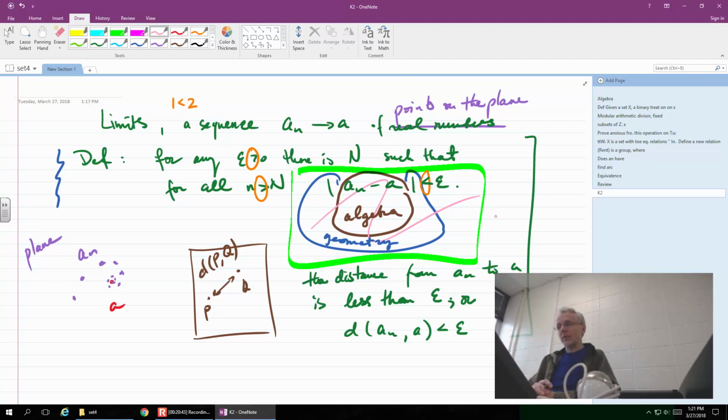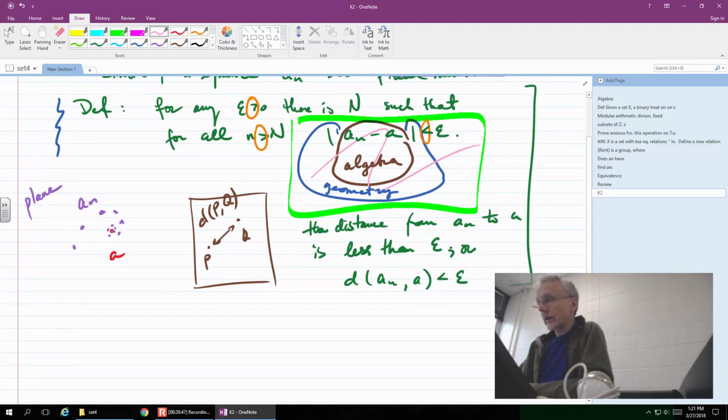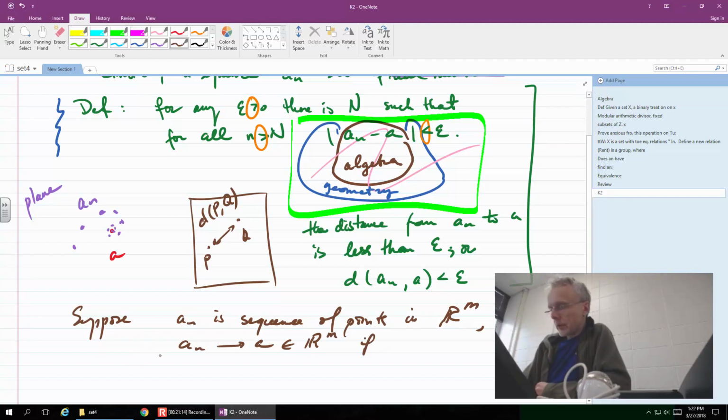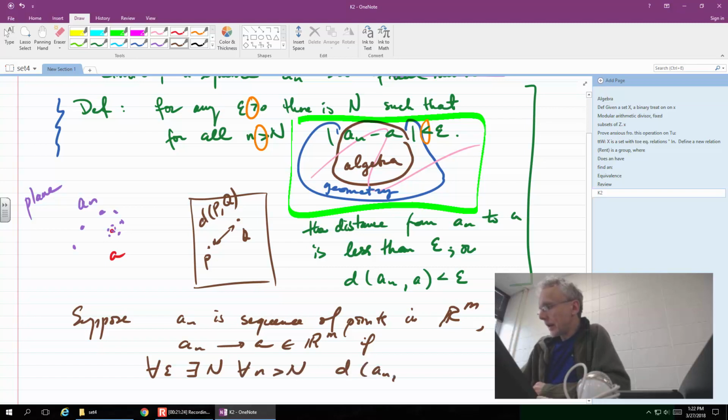At this point, we'll just be satisfied with this definition, which is, let me write it up again. So suppose a_n is a sequence of points in, say, R^m. So a_n converges to a in R^m if, and the definition is just simply rewritten, let me use the quantifiers this time: for every epsilon, there is an N such that for any n larger than N, we have d(a_n, a) less than epsilon. Okay, so that's the definition, very compact. For any, there is, for any, and the distance less than epsilon.